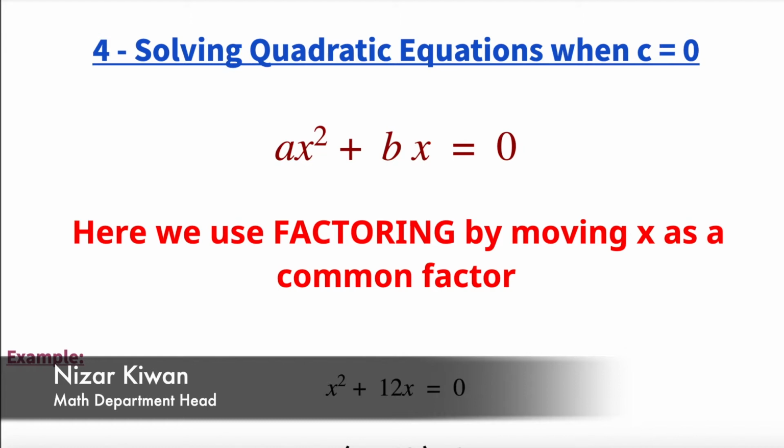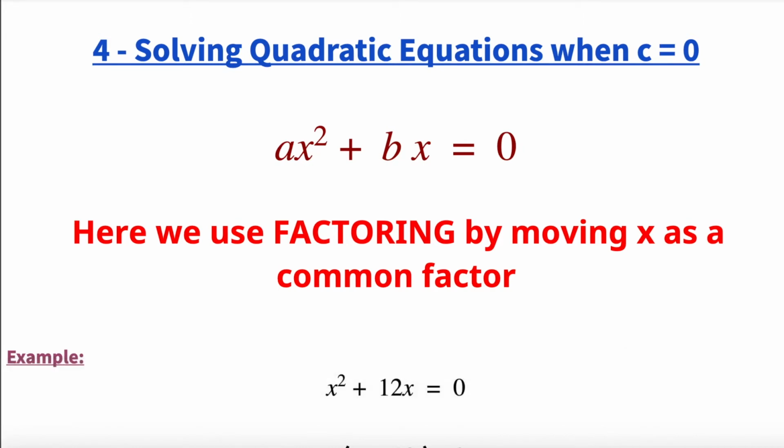Today I'm going to talk about solving quadratic equations when c equals 0. I will just go through the first three methods. The first one, when a equals 1, we used sum and product. The second one, when a doesn't equal 1, we used product and product. And the third way, that doesn't have any problem with a, either a equals 1 or a doesn't equal 1, we use the quadratic formula.